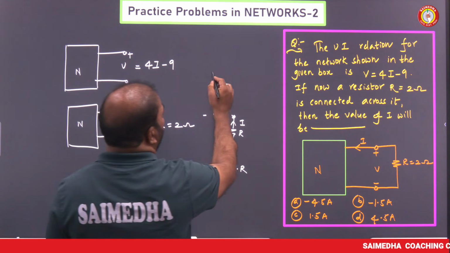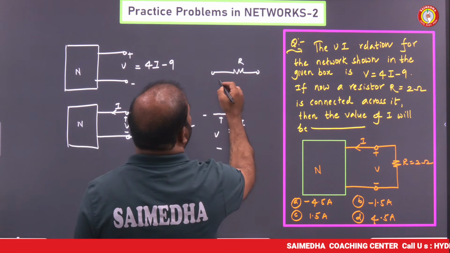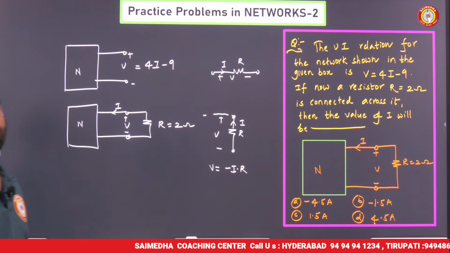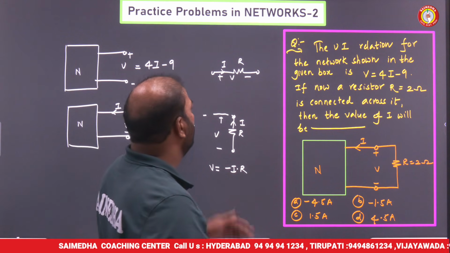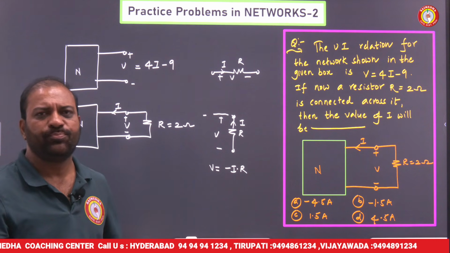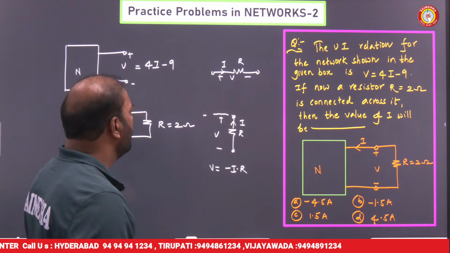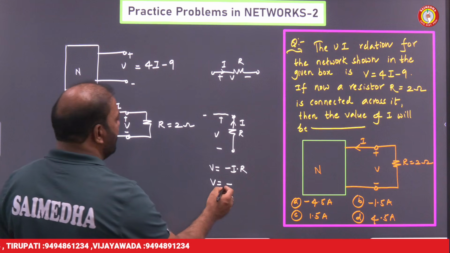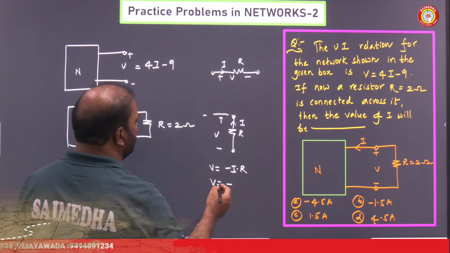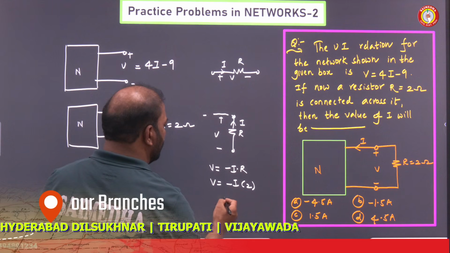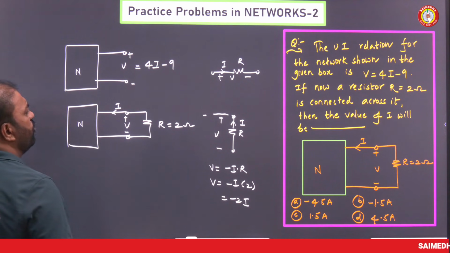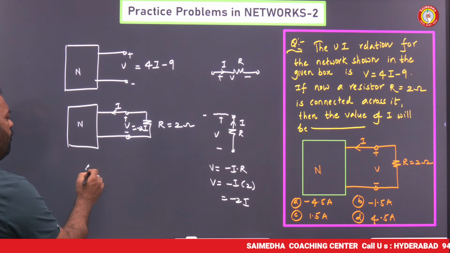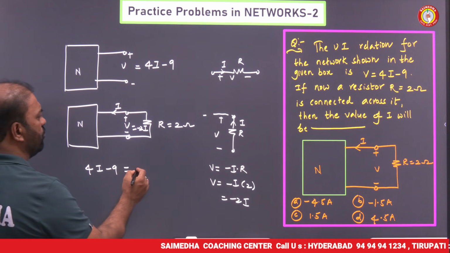Why? Because for a resistor the voltage drop is always treated as positive when the current enters the positive polarity. But here the current is leaving the positive polarity, that's why it is minus I. So V is equal to minus I into 2, that is minus 2I. But in both cases the voltage must be the same, so this 4I minus 9 must be equal to minus 2I.